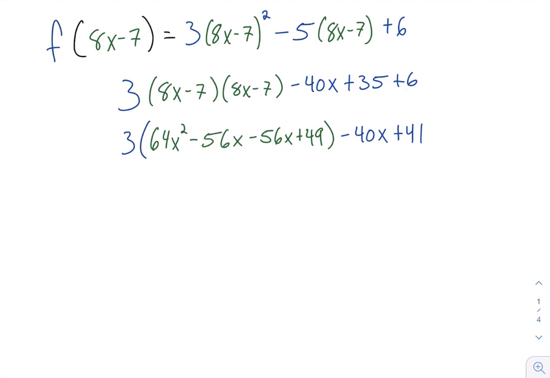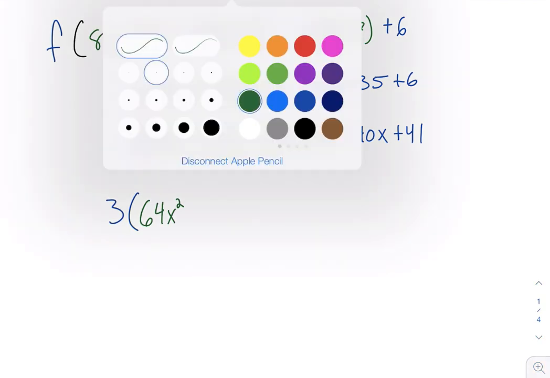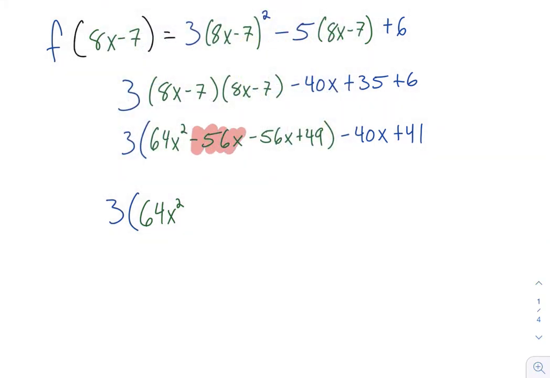So you can really do it in whatever order you want. I think it'd be easier to first combine the like terms in this set of parentheses. So that's going to give me 3 times parentheses. The x squared is the only x squared term, so there's nothing to simplify there. But I can combine the negative 56x minus 56x, which is negative 112x. And then plus 49, again the only constant term there, so there's really nothing I can do. I can't combine anything inside the parentheses with anything on the outside until I distribute that 3 in. So that's what I'm going to do now. I'm going to rewrite this negative 40x plus 41. I don't want to forget about that.